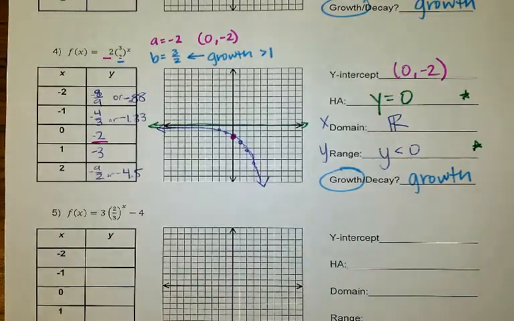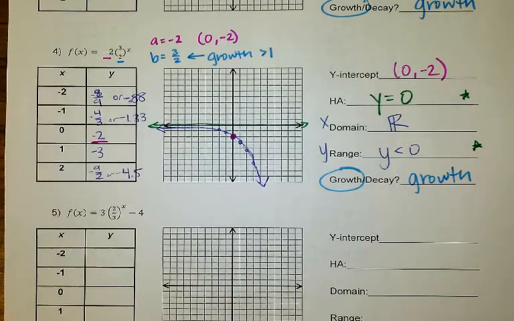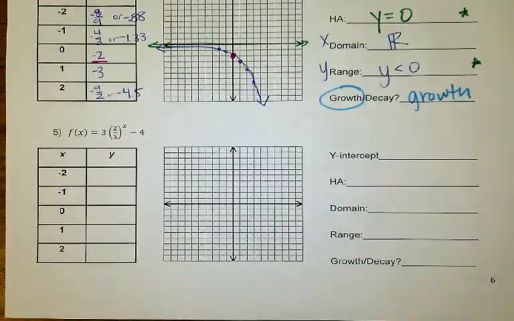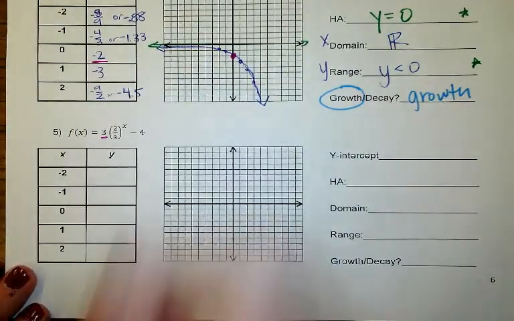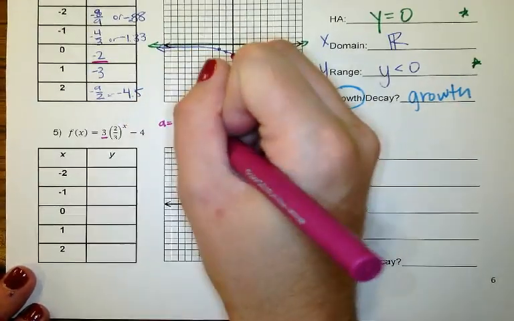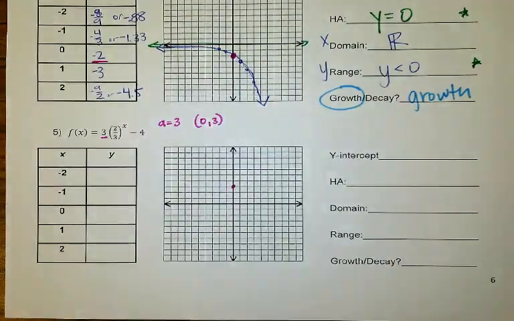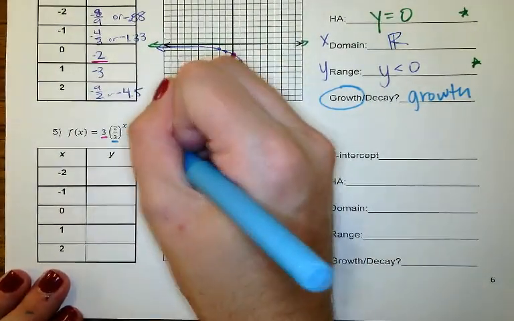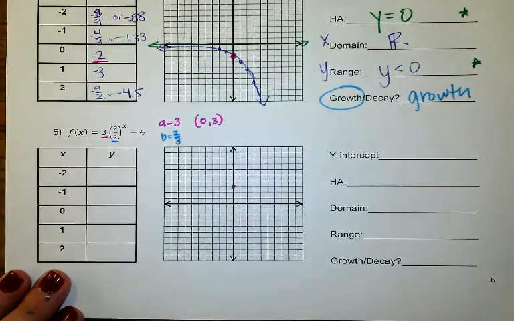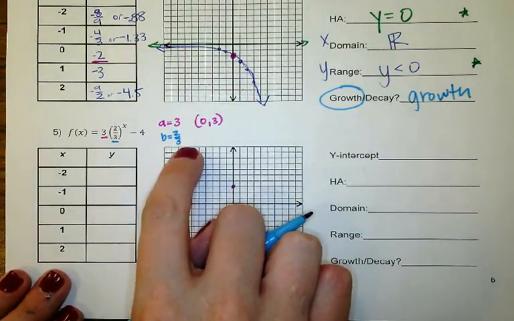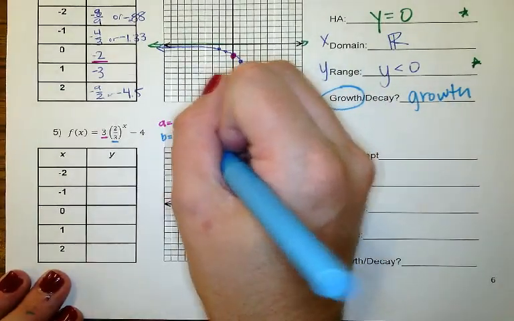All right, let's look at number 5 here. This is kind of our special case. So what is my a value in this case? 3. So we would assume that our y-intercept would be up here at (0, 3). My b value is 2/3. So is that going to be growth or decay? That is going to be decay, because it's less than 1. So we know it's going down.